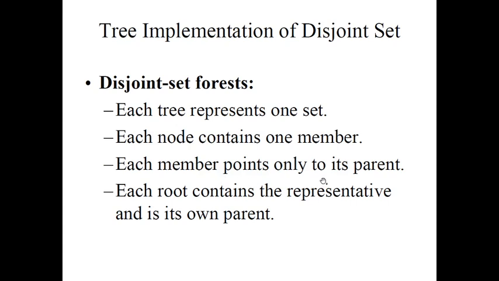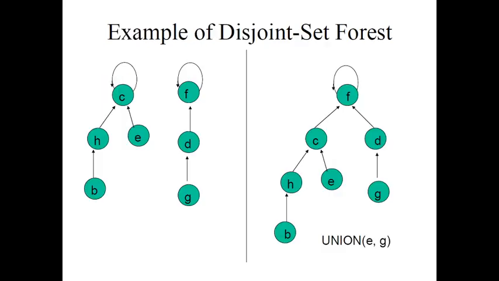Each member points only to its parent. And who is going to be the parent? That I will explain. Each root contains a representative and sits on the parent. Our root element is going to be the representative, and the root element's parent is the same element. And this is how it is represented. Okay, C is the root element and its parent is the same thing. That is why an arc is directed to C itself.